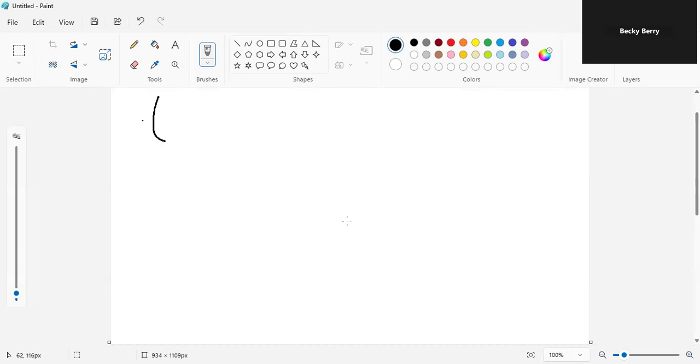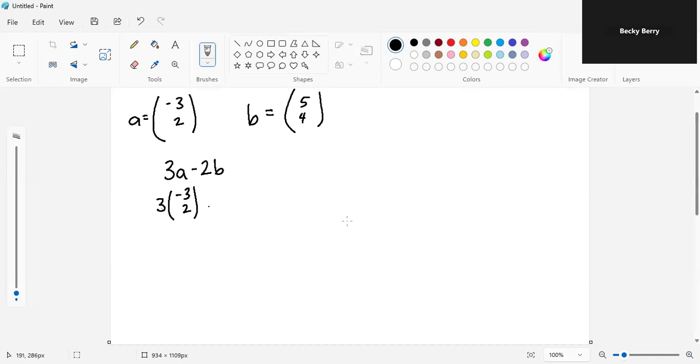What if we have vectors A and B? If we need to find 3A minus 2B. Remember, we take this entire vector, we're going to multiply both of the numbers by the 3, and then we're going to take this entire vector and multiply both of the numbers by 2.